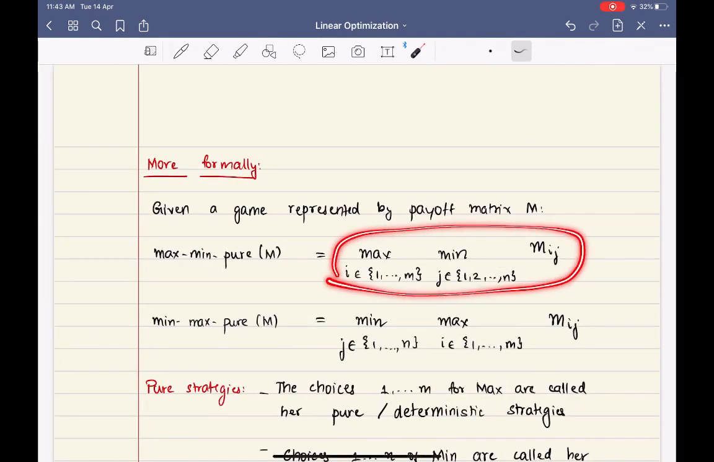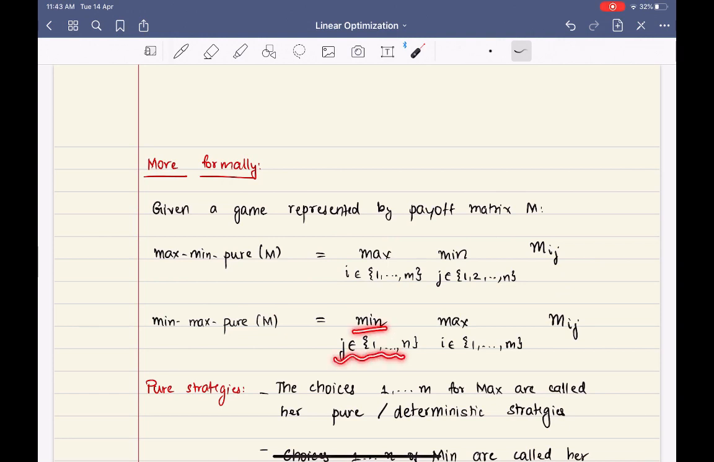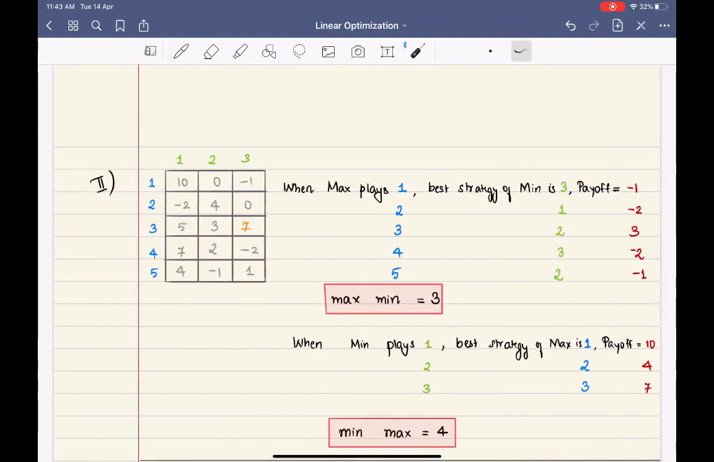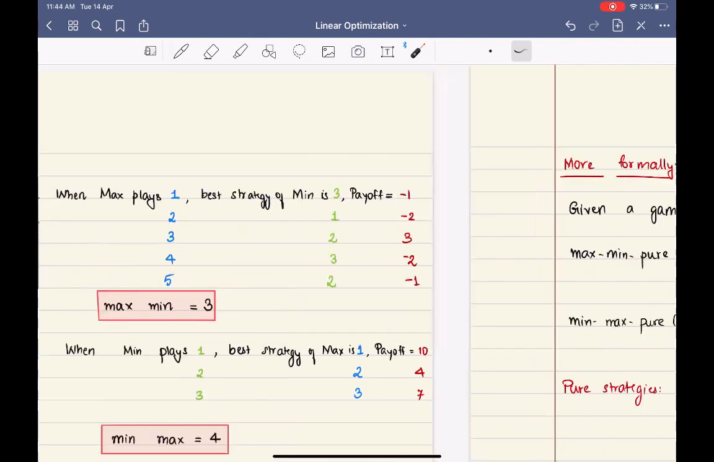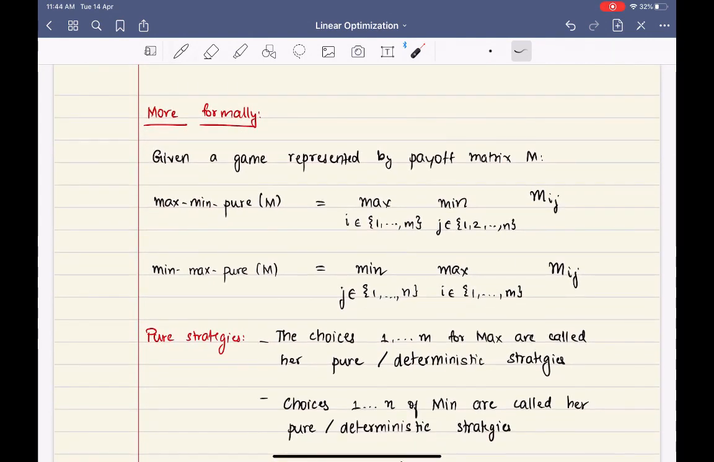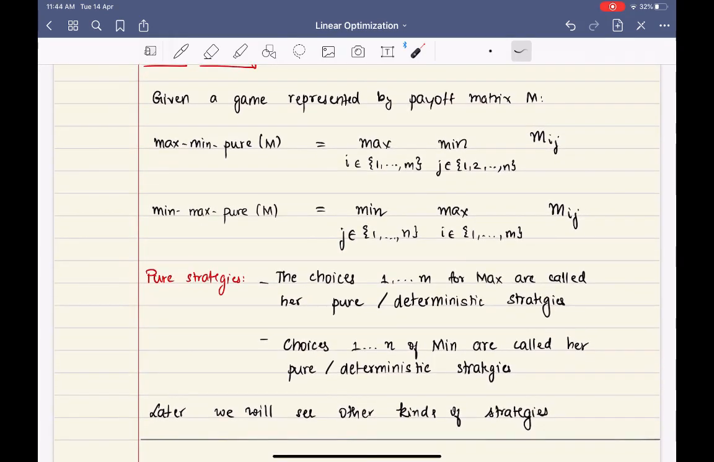That is this thing. And min max pure is the reverse. Min over all strategies of the minimizer, you take the max over all strategies of the maximizer, mij. So for each strategy of the minimizer you find the max and you take the min over the maxes. Okay, so these are two quantities.